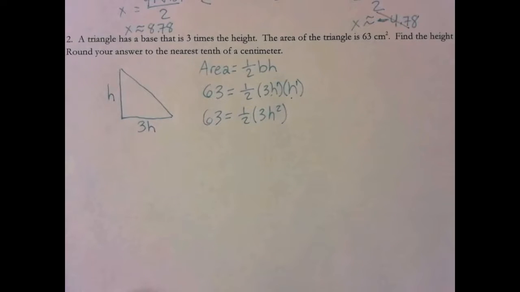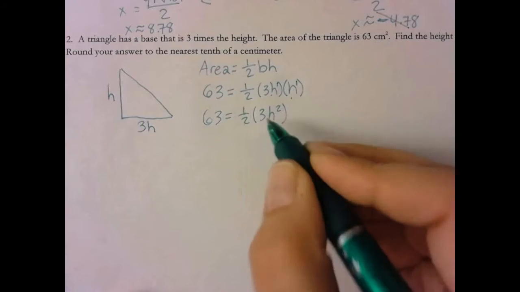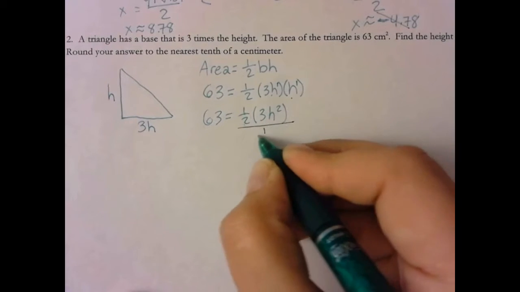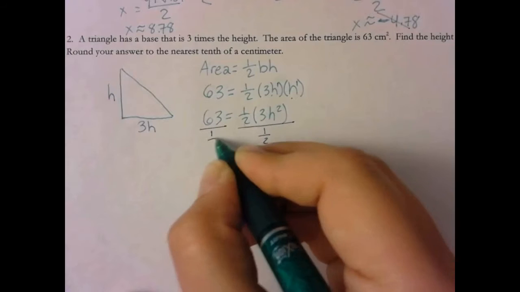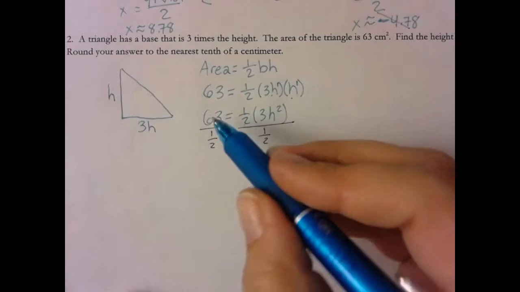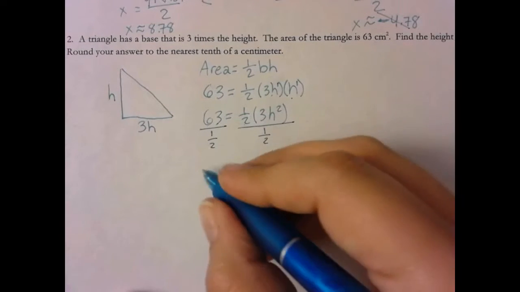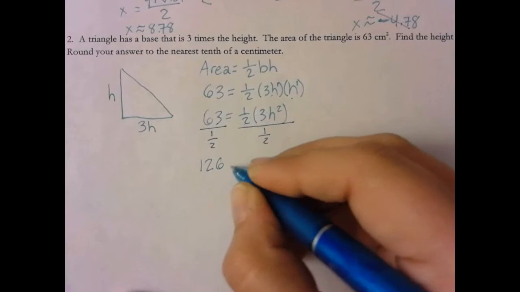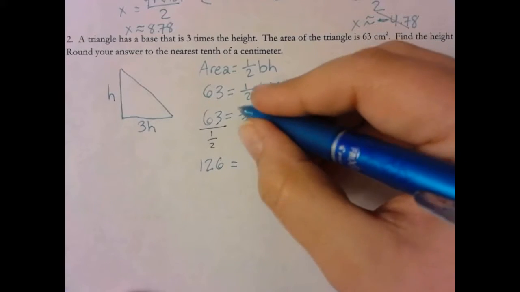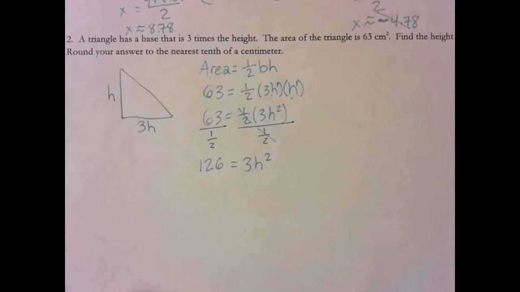So to get rid of that fraction, we need to divide this. We're multiplying right here by 1/2. So divide everything by 1/2, both sides. And really, when you divide something by 1/2, that's the same as multiplying by 2. So 63 divided by 1/2 is the same as 63 times 2, which is 126. And on the right, the 1/2s cancel, we just get 3h squared. That is much better.